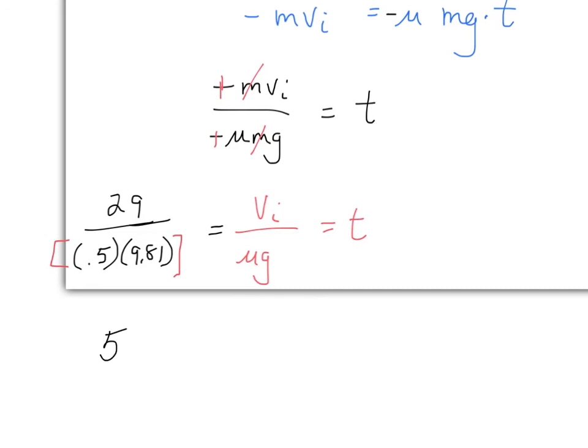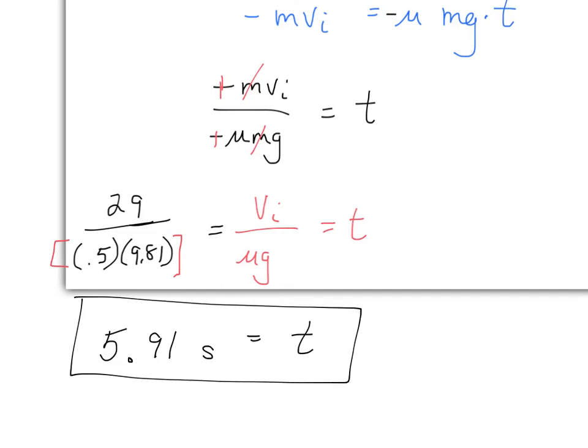What mistake did you make? I did 29 divided by 0.5 times 9.81. Yeah, you need parentheses around your denominator, folks. Oh, so that's not meters per second. So that's the time it takes to stop. Is that right? That's the time it takes to stop. Let's now find the distance traveled before it stops, which was what we were trying to figure out in the beginning.